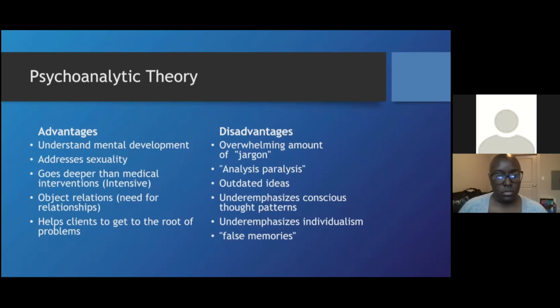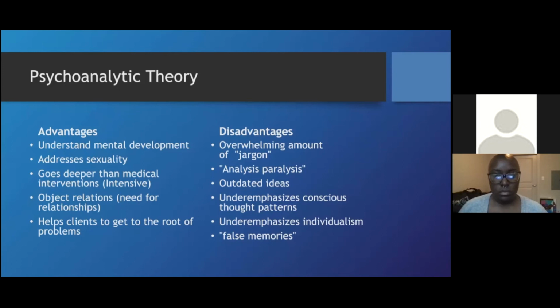And it can help clients get to the root of their problems rather than just brushing at the surface of them. Some of the disadvantages is that it has a possibly overwhelming amount of jargon. There are so many different definitions and tools that the psychoanalyst uses that it can be overwhelming. Analysis paralysis is basically that psychoanalysis deals so much in analyzing everything that maybe it doesn't work on fixing things quite as much.